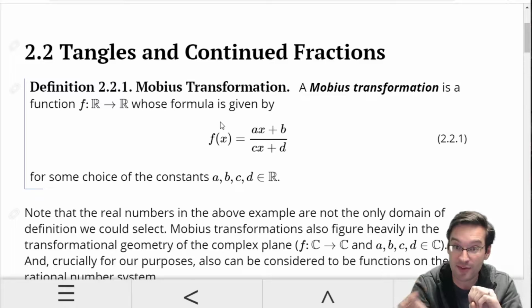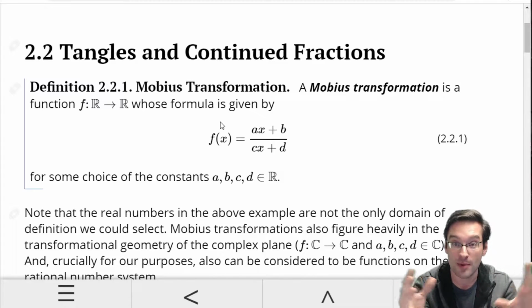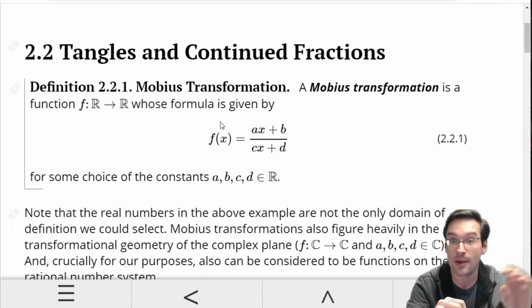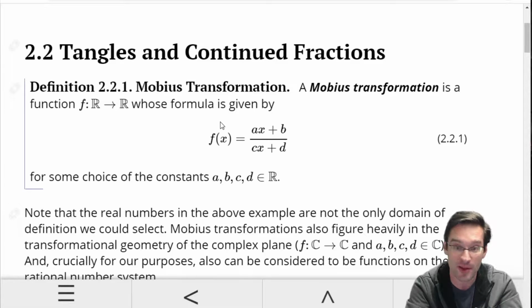We're going to think of x, a, b, c, and d, we're going to think of them all as being rational numbers. So that if you feed a rational number into this function, it's going to spit a rational number out. And those rational numbers, we hope, are going to be the ones which define the fraction of a rational tangle. That's why they call them rational tangles, it turns out, in the first place.